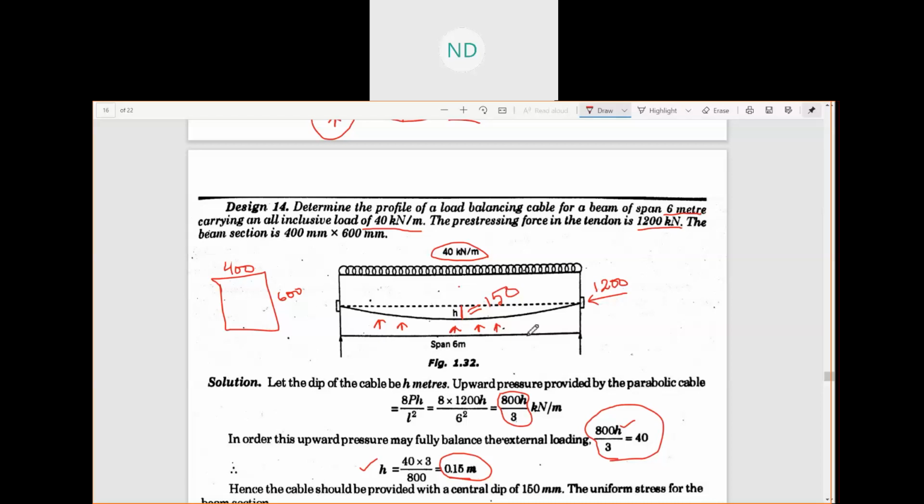To find the profile, sometimes it may be that this dip is given to you, that is the H is given to you, but you may be asked to find out the pre-stressing force such that these two loads, the upward load and the downward load, are equal. So in that case, again, you equate in the parabolic profile, and then you can easily find out your P value from this 8PH by L square, H you will already know.